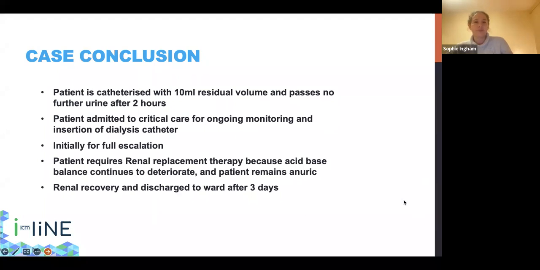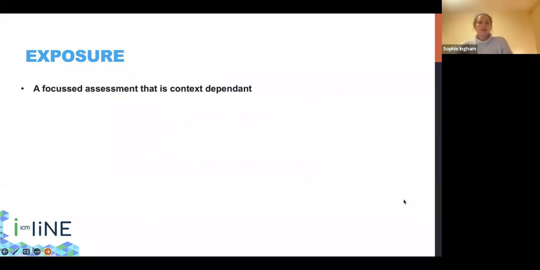So if we talk about exposure, as I mentioned at the start, exposure is quite a focused assessment, and it's context dependent and very patient specific, and also place specific. So if you were in resource, as we were in this case, you would do full exposure, look for any evidence of any rashes, look for any wounds, any injuries, etc. You want to do an abdominal exam.